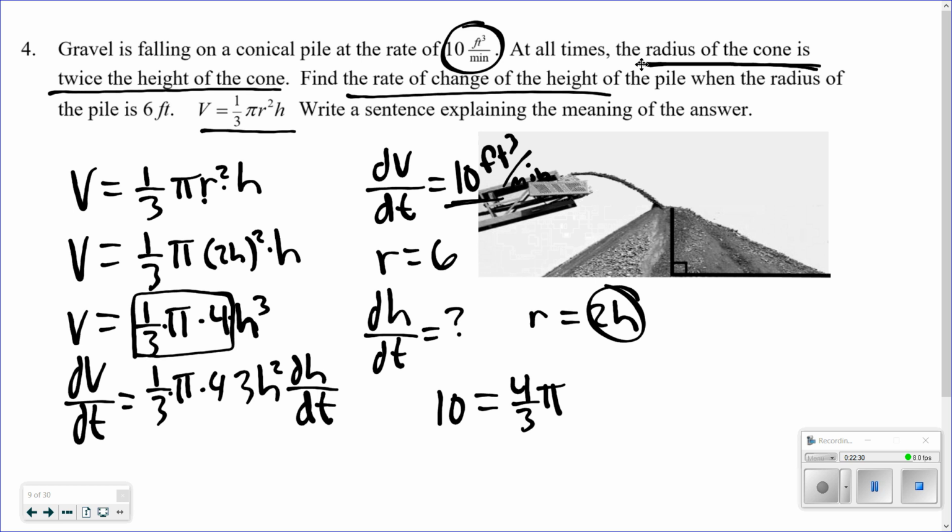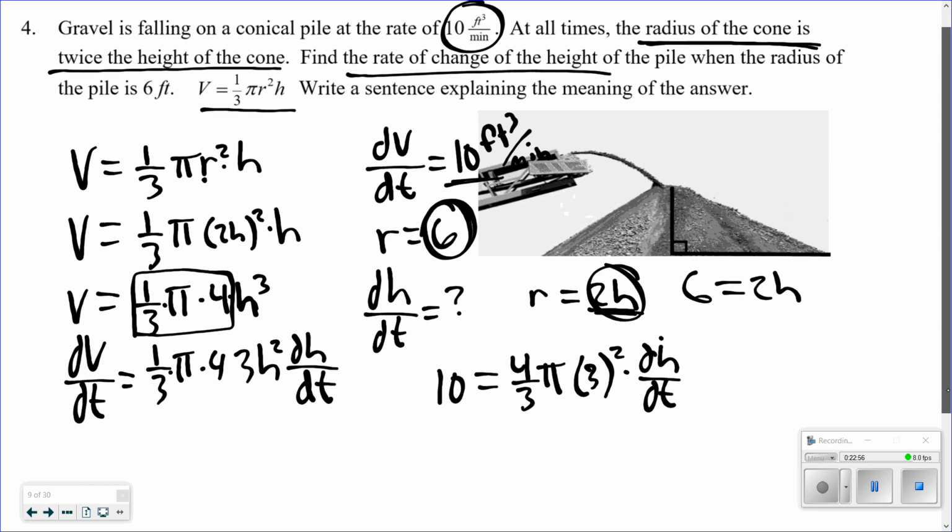pi times h. Well, the problem is I need to know h. It doesn't tell me h, but it tells me at the moment when the radius is 6. And right here we said the radius is equal to 2 times h. So I know 6 has to equal 2 times h. That means h has to equal 3. So I'm going to plug 3 in. So that would be 3 squared times dh/dt.